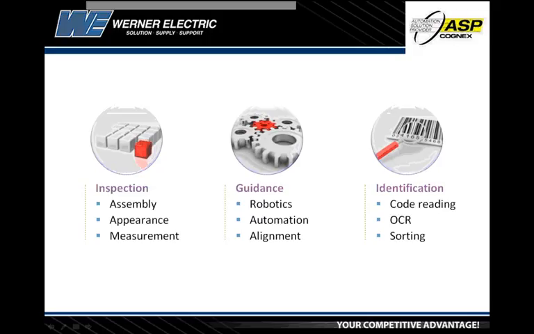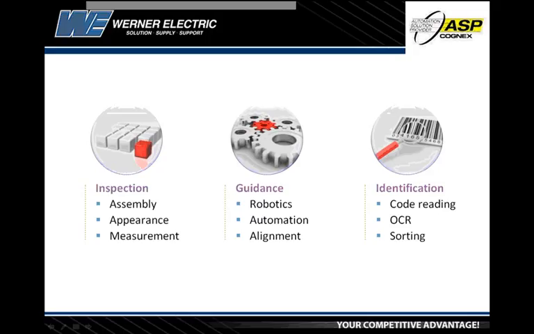Okay, the third category, and the one we probably spend the least time on today, is identification. Code reading, so traditional linear barcodes like the one shown in the image there, or the new two-dimensional barcodes like data matrix or QR code, can all be read using Cognex vision systems or vision sensors. Actually, there's a new category of products from Cognex called the DataMan that is just image-based barcode reading, and that's all it does.